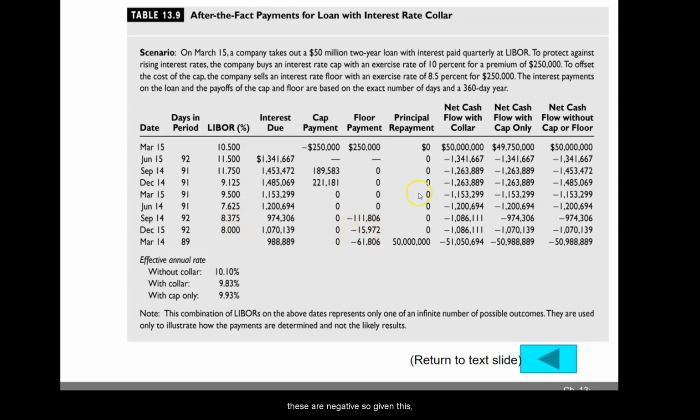So given this, if we estimate the IRR of the cash flows in these three columns, we see that with the cap only arrangement, the borrowing will cost 9.93%. With a collar, the hedging arrangement will result in an effective borrowing cost of 9.83%, and without a collar or a cap, it will cost 10.10%.